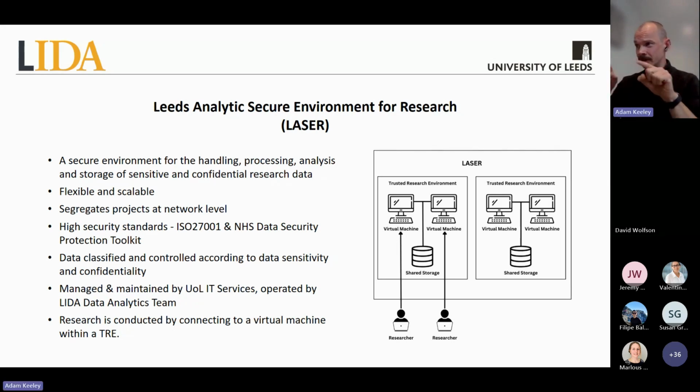And it's all segregated at that network level. So each trusted research environment is segregated from other trusted research environments. It's on a project by project basis. So researchers connecting into virtual machines in one TRE can't see any resources from another TRE and vice versa. There's no internet access. Like I said earlier, the data flow is highly controlled.